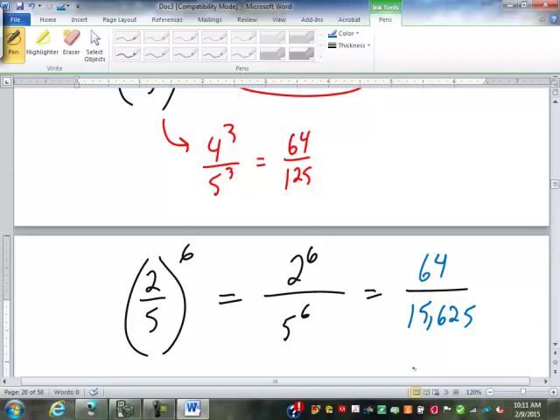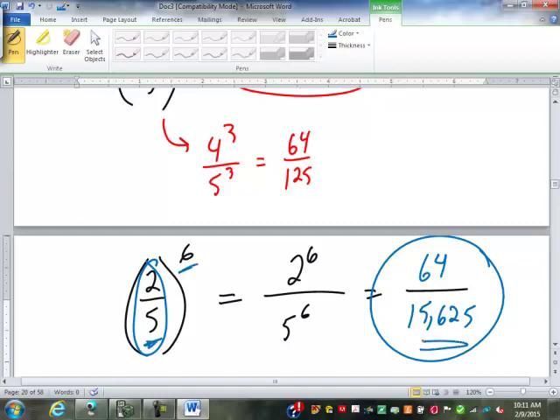Good question. Can we reduce that? Well, could we reduce 2/5? No, we can't. So if we can't reduce it before we take the power, we better not be able to reduce it after we take the power.